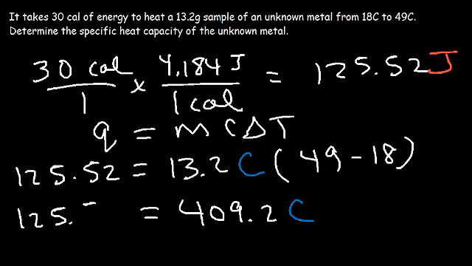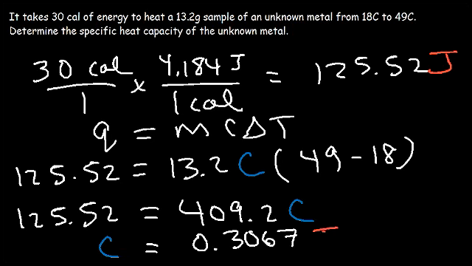So now let's divide both sides by 409.2. So 125.52 divided by that number gives you a specific heat capacity of 0.3067. And the units is joules per gram per Celsius.